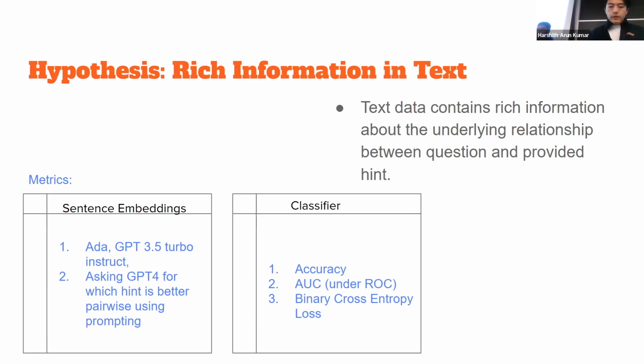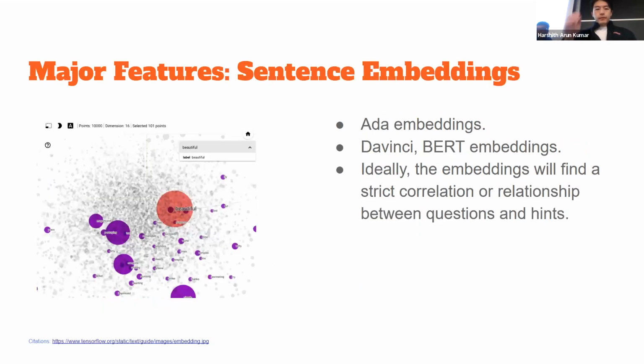Our hypothesis is that there is rich information in the textual information. Some of the metrics we are looking at: on the embedding side, we're using Ada. We also use GPT 3.5 Turbo and GPT 4 to ask which hint in a pairwise comparison is better. For our model, we look at the accuracy, how well we were able to predict in a pairwise classification setting, then the AUC score under ROC, as well as the binary cross entropy loss.